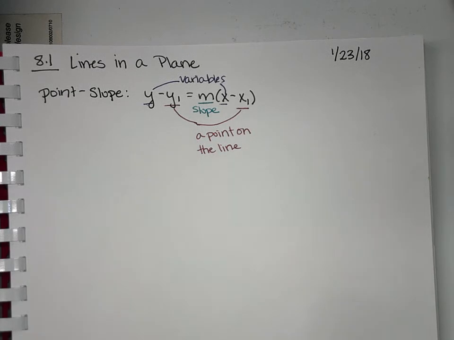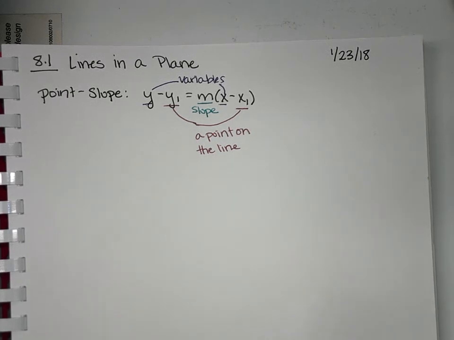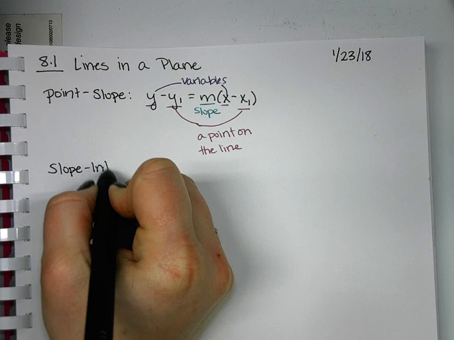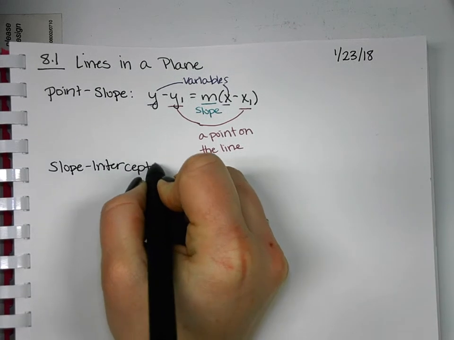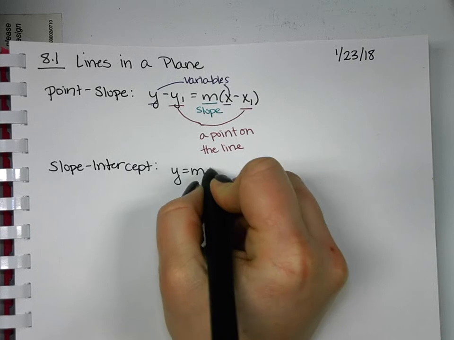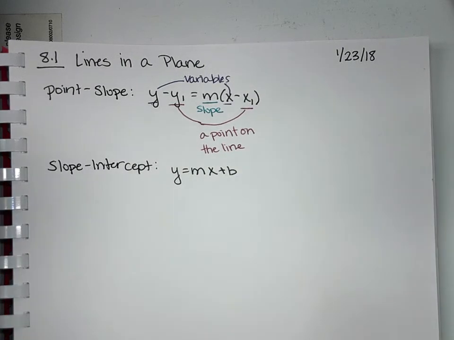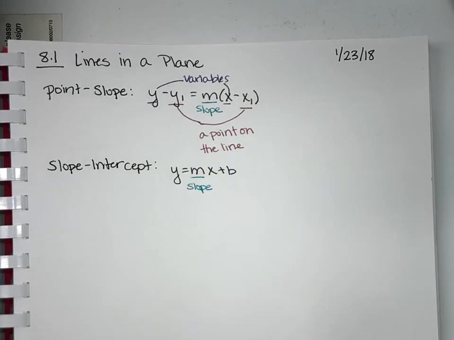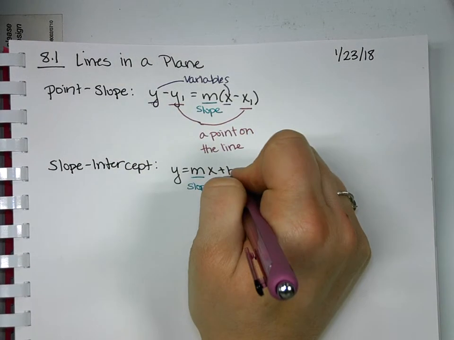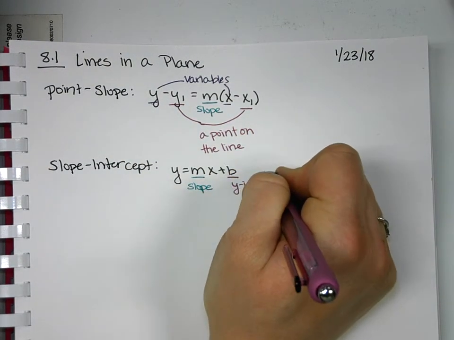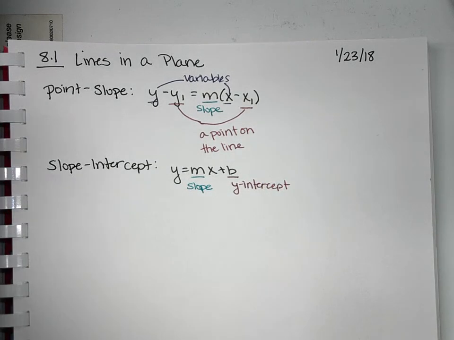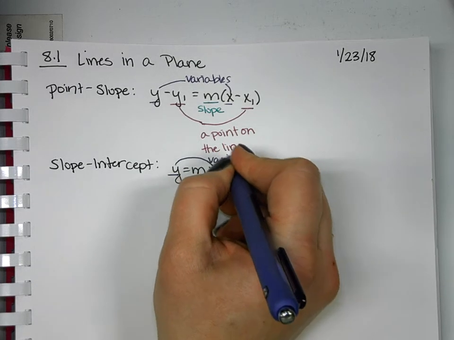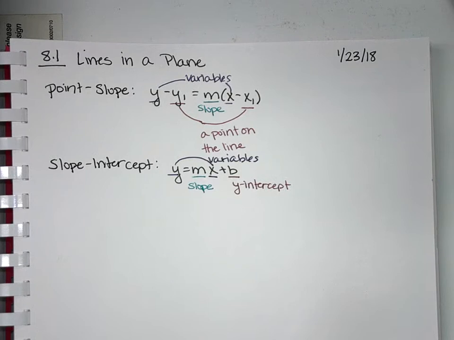Our second form that we used was slope-intercept form. So the other form was slope-intercept, and that was y equals mx plus b. Here again we have our slope, which is m. We have our y-intercept, b. And then just like in the one above, we have an x and a y. These are the variables that are supposed to be part of the equation, so we want them there.